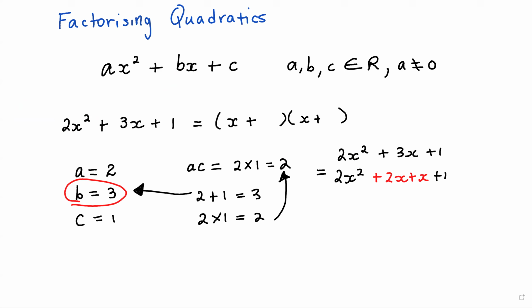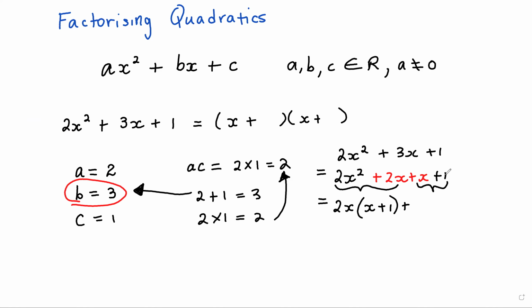And then you factorize by grouping. So you factorize the first two terms. So the first two terms here are 2x squared and 2x. The common factor between 2x squared and 2x is 2x. 2x into 2x squared is just x, and 2x into 2x is 1. You bring down this plus sign here, and then you factorize in x and 1.